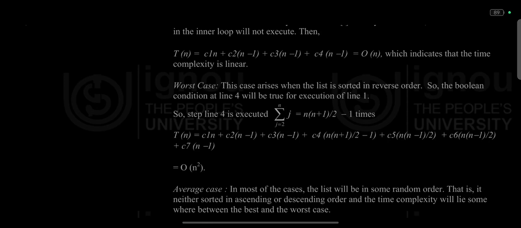Worst case: this case arises when the list is sorted in reverse order. So the Boolean condition at line 4 will be true for every execution of line 1. So line 4 is executed like this, and please read the equation, which is equal to O(n squared).